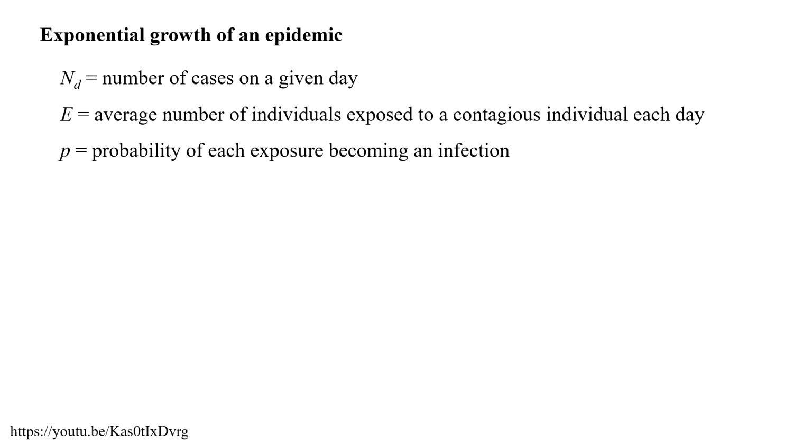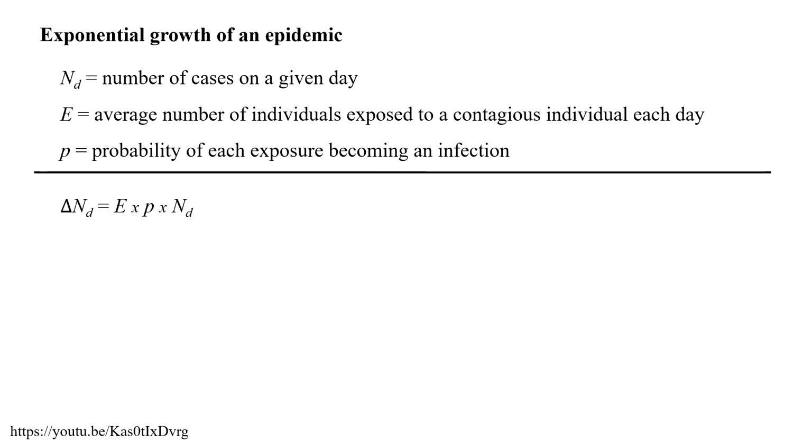So N subscript D is the number of cases on a given day. E is the average number of individuals exposed to a contagious individual each day, and P is the probability of each exposure becoming an infection. Now, if I want to see the change in the number of cases on a given day, meaning delta N subscript D, it's the product of the average number of individuals exposed to a contagious individual each day, times the probability of each exposure becoming an infection, times the number of individuals that were infected on the day where I started to see the change.